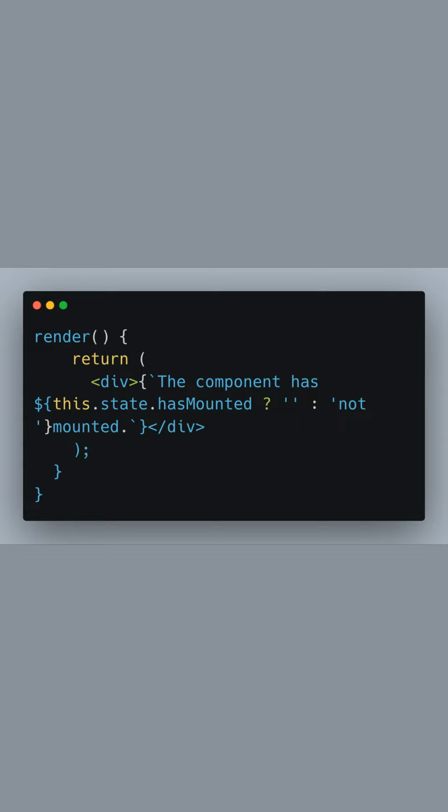Finally, the render method will visually reflect the state of the component. It outputs a message telling us whether the component has mounted. The message changes based on the hasMounted state. Render is called initially when the component mounts and then again each time the state or props are updated, which triggers a re-render.